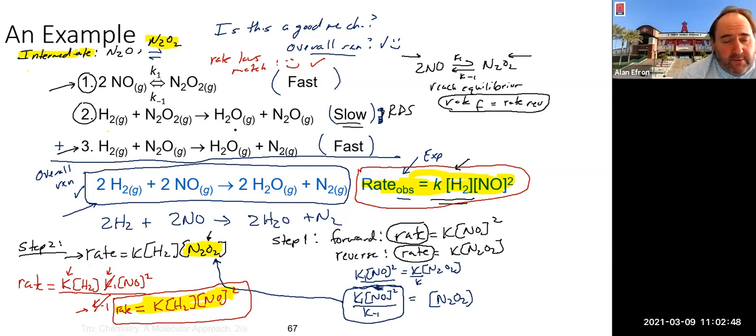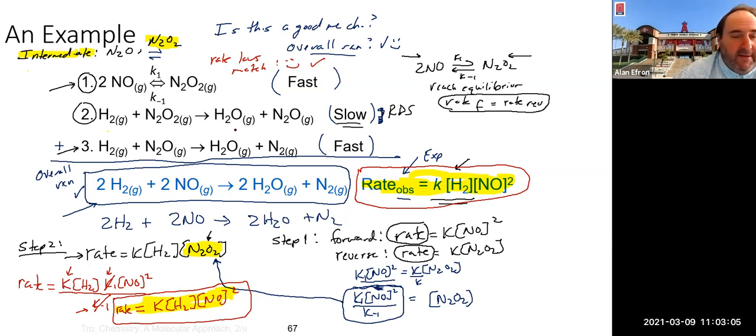If you did this whole substituting in and everything, and you got to the end like we did, and it did not match the rate laws, then it would mean it's a bad mechanism. Question on that particular one there?